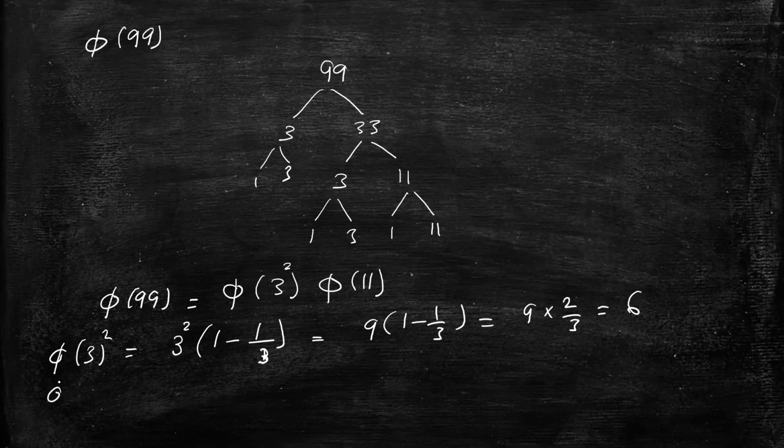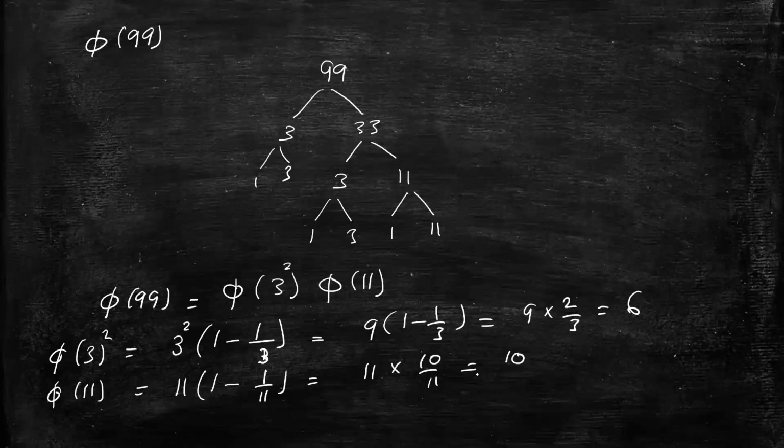Now we're going to have to do the same thing for the second number, phi of 11. And that's going to be, the n here is 11. There is no exponentiation here, so we're just going to leave it as is, times 1 minus 1 over 11. And that's going to be 11 times 10 over 11, which is going to give us 10.